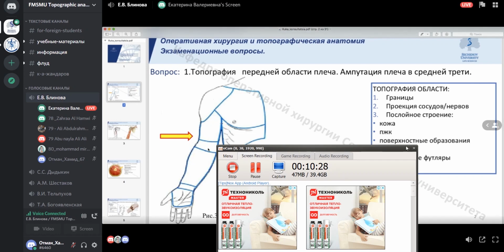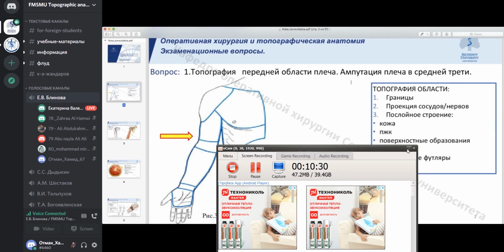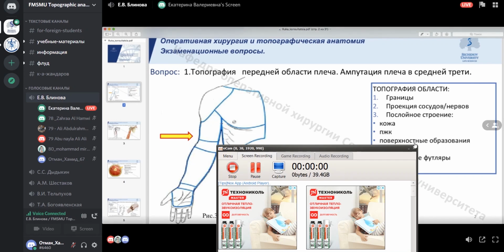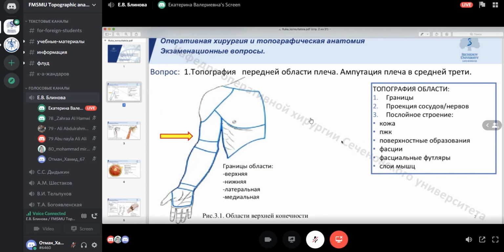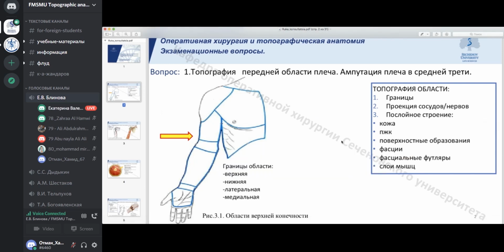Okay, and I translate your Russian question into English. The first question: topographical anatomy of the anterior region of the arm. Amputation of the arm in the middle third. And how should you answer this question?